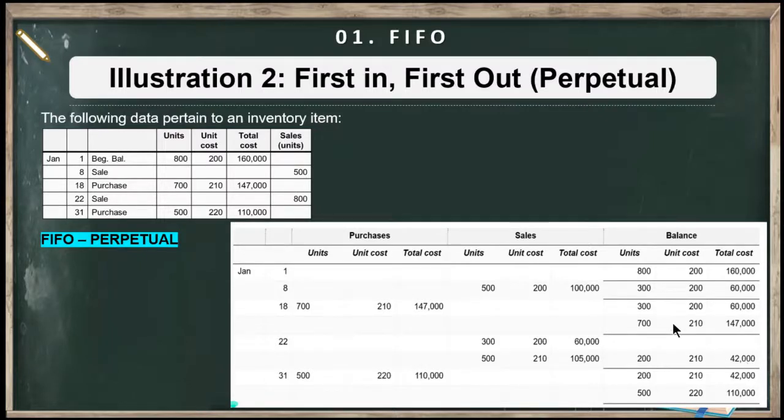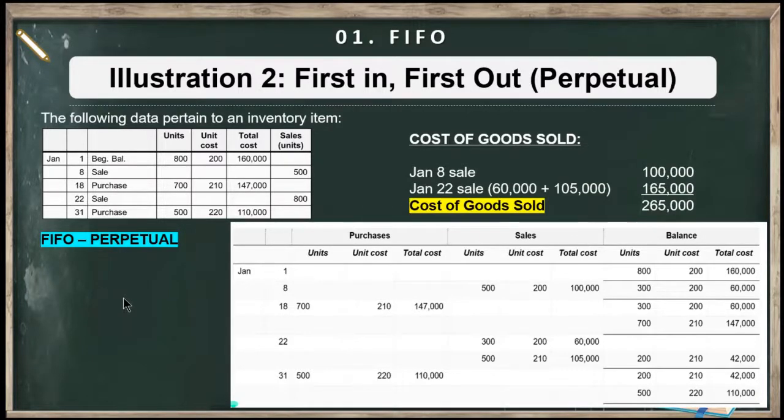Next date here is already 31. So there's another purchase. This is 500 times 220. That's 110. So since this is another stock with a different unit cost, therefore we're going to add another line. So 500 times 220, and that's 110,000. So therefore how much would be our inventory end?